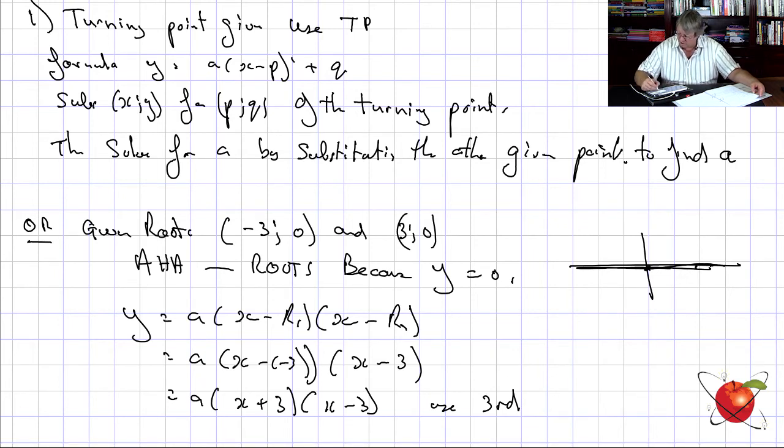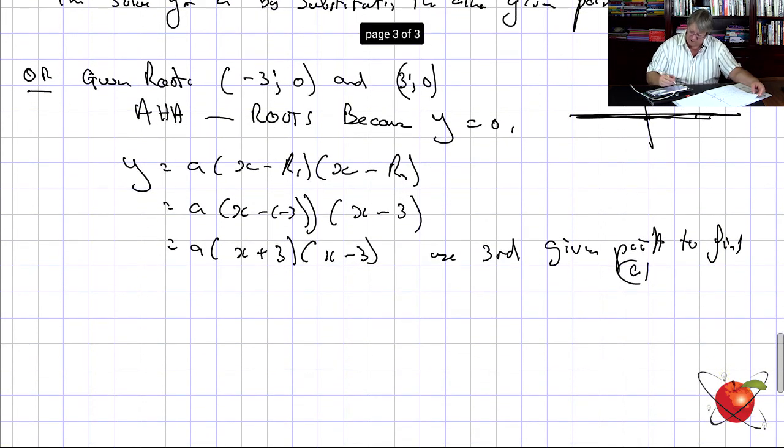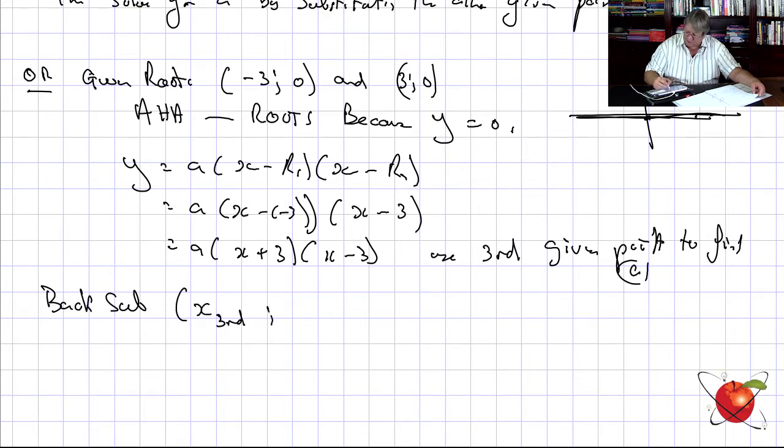Okay, come on. Use the third given point to find A. How do you do it? You back substitute the coordinates x third point, y third point. In other words, the non-roots, you'd put x in there and you'd put y over there and solve for A in front there. Sorry, that A looks like a 9 again, doesn't it? Can you see? It's the same thing.